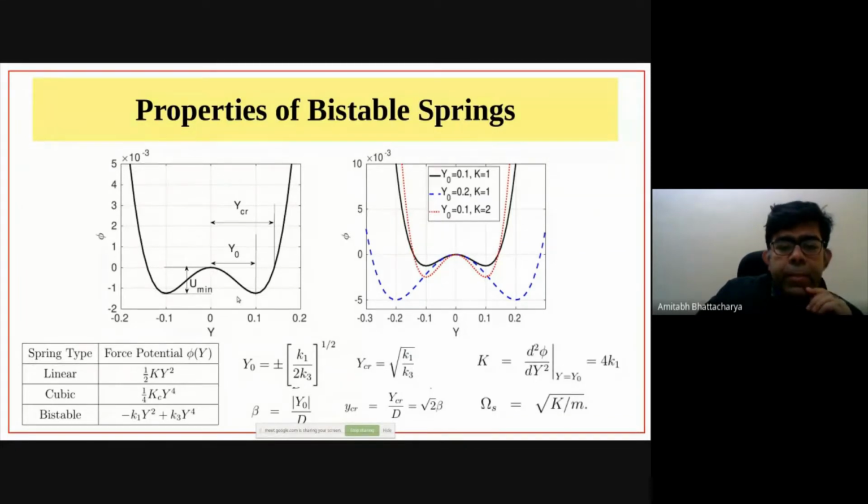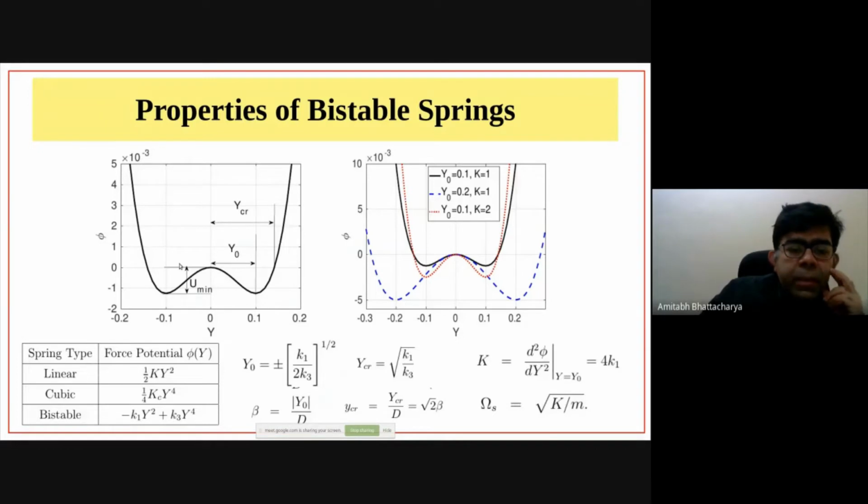If you look at the spring potential, remember that if you take the negative of the derivative of the spring potential with respect to the displacement, then you get the spring force. If you have a linear spring, then your spring potential is simply a quadratic curve. If you have a cubic spring, it is like this. You have some y to the power of 4. If you have a bistable spring, then this third row in this table is your bistable spring.